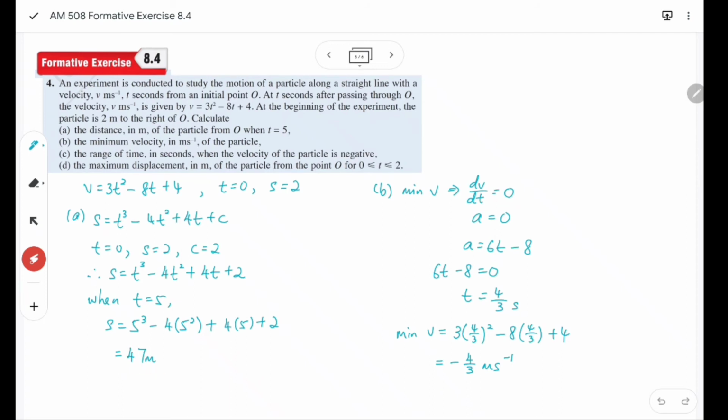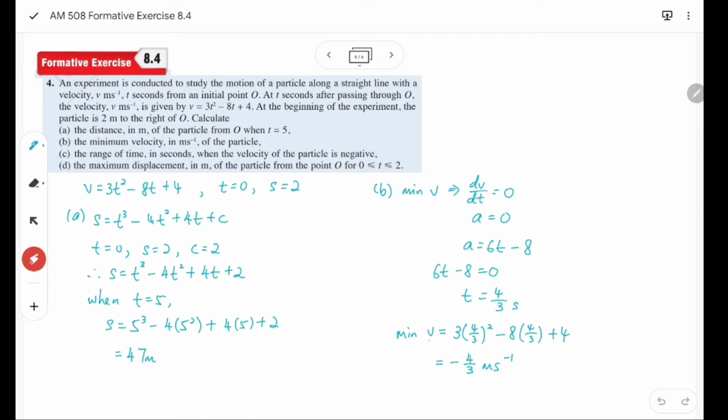B, minimum velocity of the particle. So when we say minimum velocity, then dv/dt will be equal to 0. So dv/dt equals 0 means that our acceleration equals 0. So get the function of acceleration by differentiating v. So we get a equals 6t minus 8. So a equals 0 means that 6t minus 8 equals 0, and we will get t equals 4 over 3. So the minimum velocity happens when t equals 4 over 3.